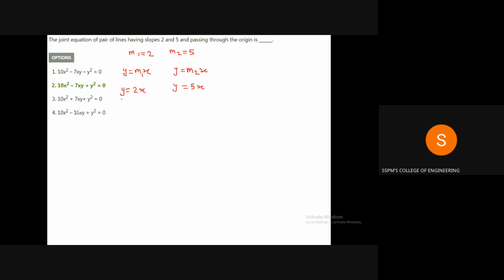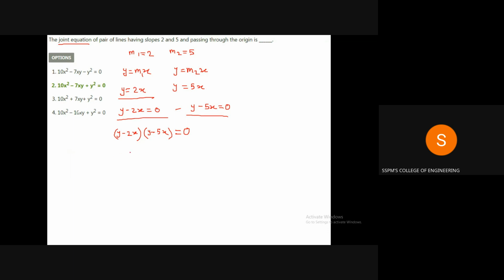So how can we write this in equation form? We can write it as y minus 2x is equal to 0, and the second equation is y minus 5x is equal to 0. So these are our two equations, but what do we have to find? We have to find the joint equation of pair of straight lines. So how can we find that? You just have to multiply these two equations. Okay, so now we will multiply y minus 2x and y minus 5x. Both equations should be multiplied in order to get the joint equation of pair of straight lines.